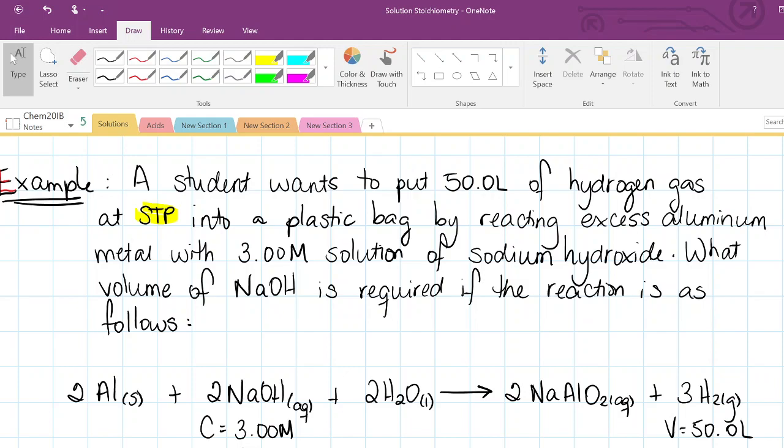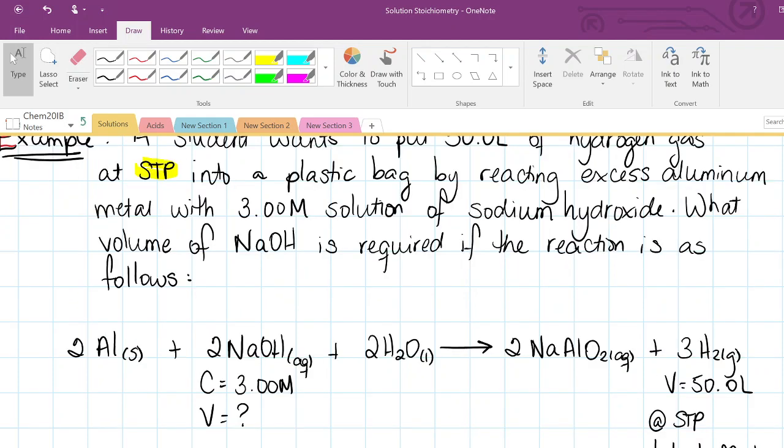There is water in here. You guys would not be expected to have water in here. I'm not 100% sure. Yeah, you guys wouldn't be expected to have the water in here. We would give you this reaction so that you knew what happened. So it says what mass of the NaOH is required if the reaction is as follows. They're giving us the reaction. This is a reaction you would not be expected to know.